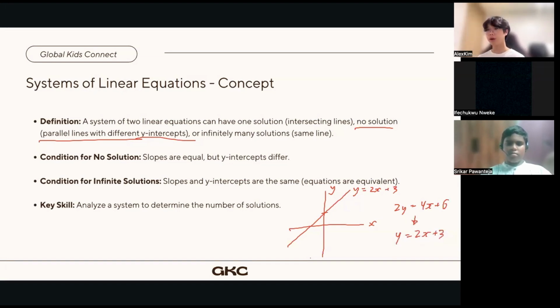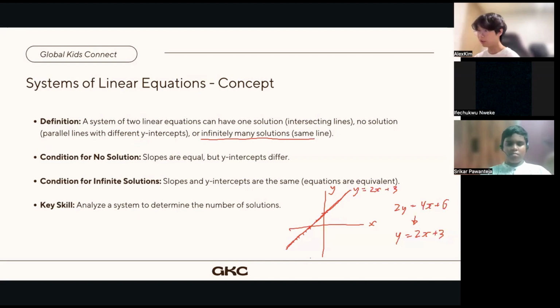So what happens when we are asked to find the solution of two lines that are the same line? Well, because they're the same line, they have infinitely many intercepts. So if there's an infinite number of points at which they touch, then it means there are, quote unquote, an infinite number of solutions.